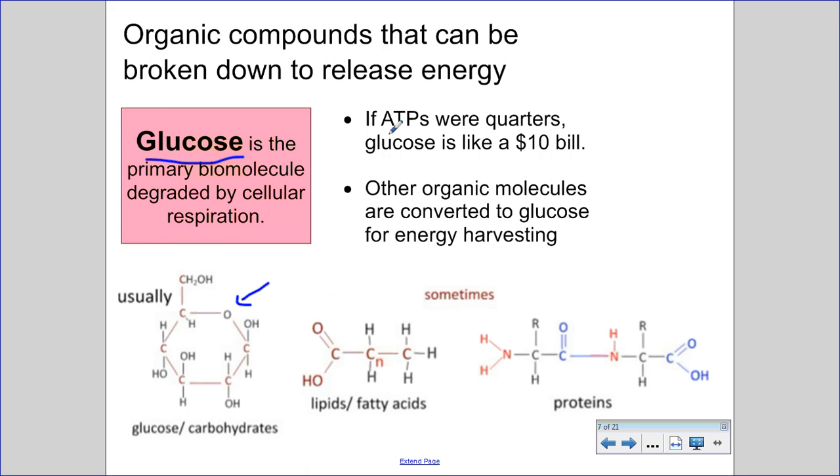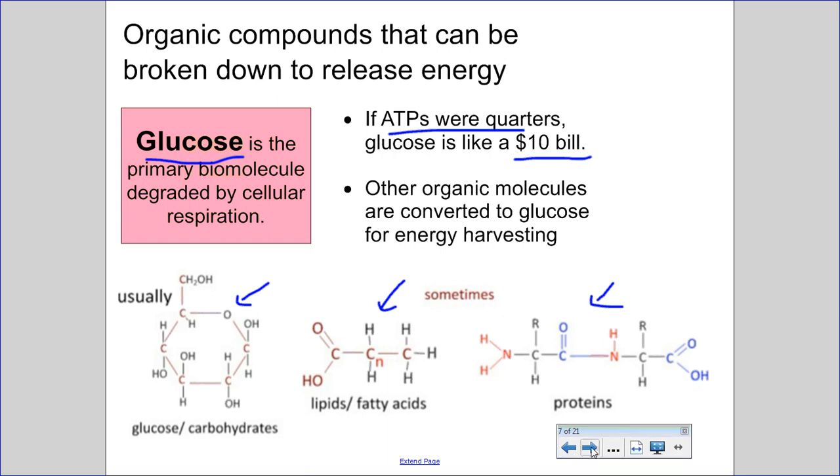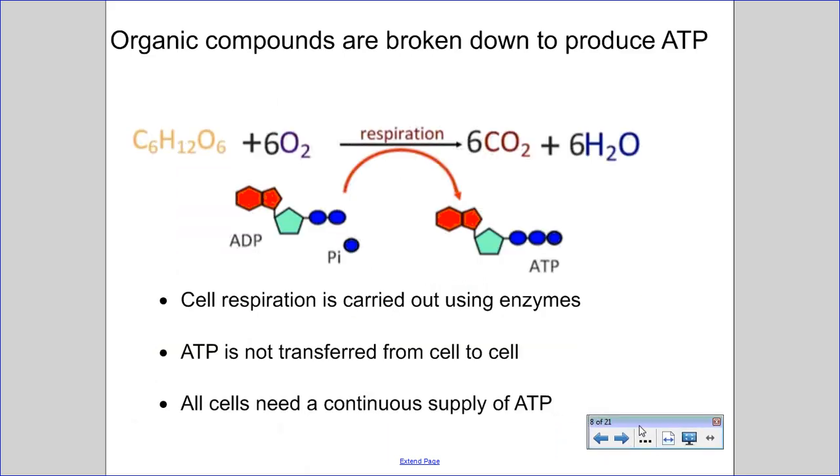So if you think about it, if ATP were quarters, glucose would be like a $10 bill. There's a lot of energy in glucose. Other organic molecules can be converted to glucose for energy harvesting, or other molecules can be used to generate ATP at different points in cellular respiration. So fatty acids can be used, as well as proteins, as energy sources. Those organic compounds ultimately, as I said, do have to be broken down to produce ATP.